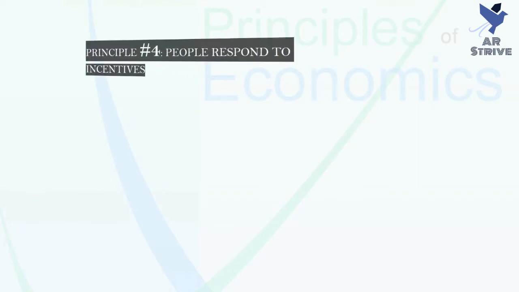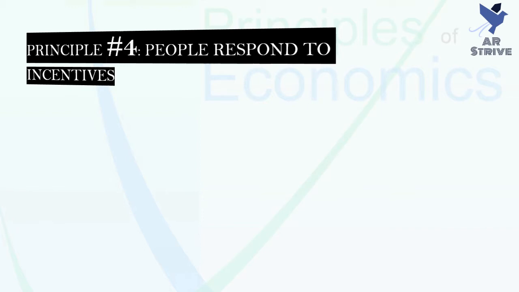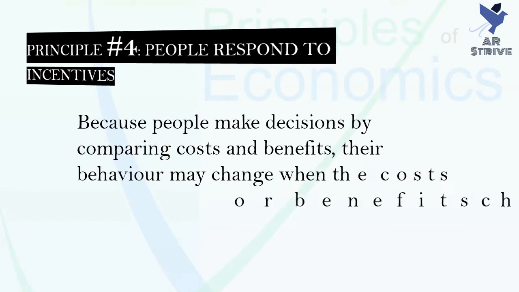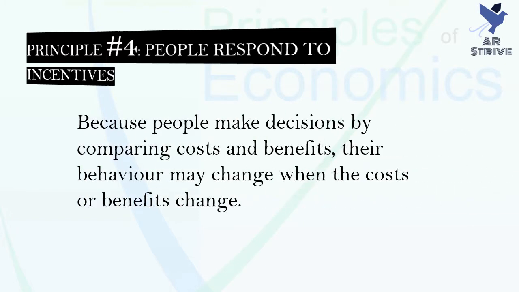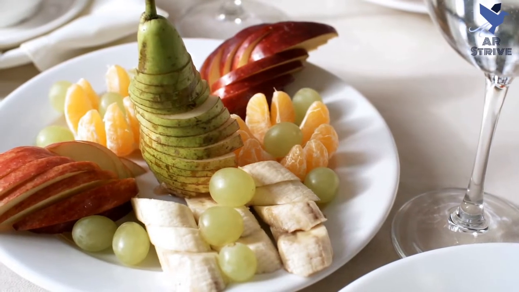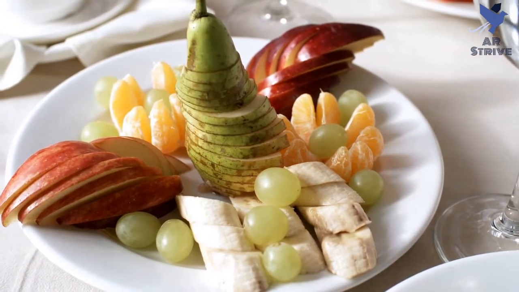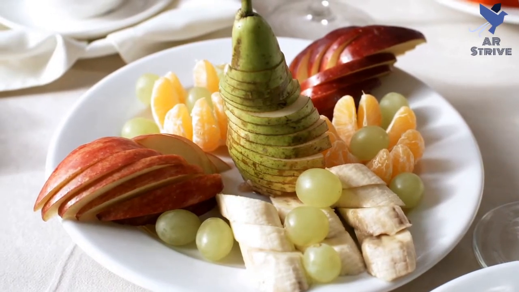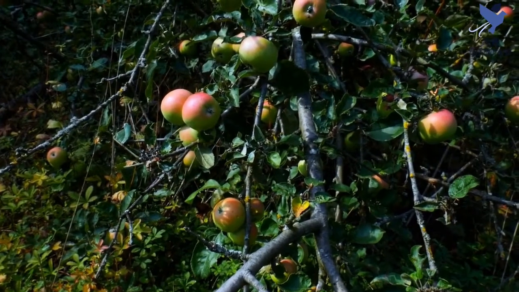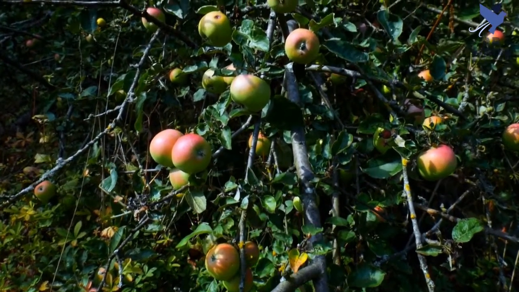The fourth principle is people respond to incentives. Now, what are incentives? Incentives are things that motivate or encourage someone to do something. Because people make decisions by comparing cost and benefits, their behavior may change when the cost or benefits change. That is, people respond to incentives. When the price of an apple rises, for instance, people decide to eat more pears and fewer apples because the cost of buying an apple is higher. At the same time, apple orchards decide to hire more workers and harvest more apples because the benefit of selling an apple is also higher.